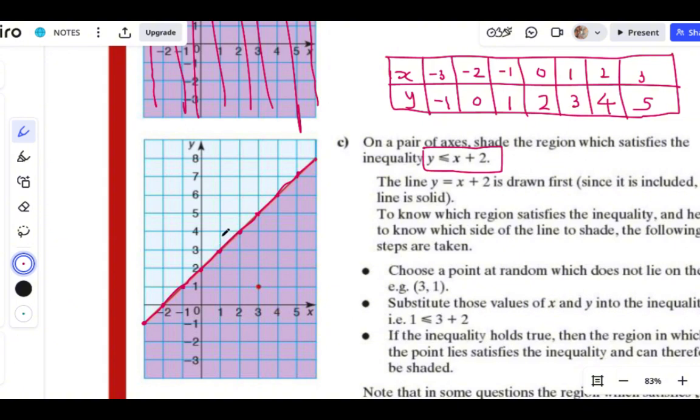Okay, now how do we know the region to shade? We do a test. What do we mean by test? We choose any point on this side and check whether it will satisfy, whether it will obey this inequality. You can choose here or here, but let's start from this side of this line. Anywhere on this side, you can choose the point; in this question we chose this place. Let me use a different color.